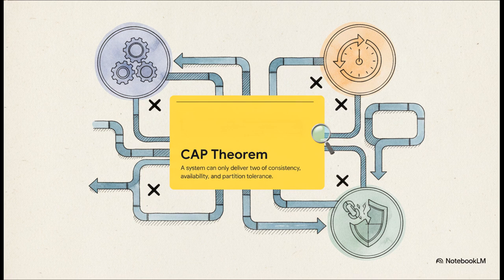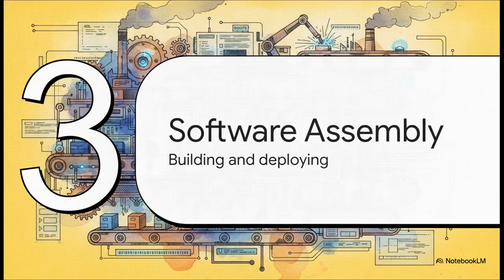For example, an ATM network prioritizes perfect consistency so you don't overdraw your bank account, right? Even if that means the machine occasionally has to go offline. Okay, part 3. The software assembly line.